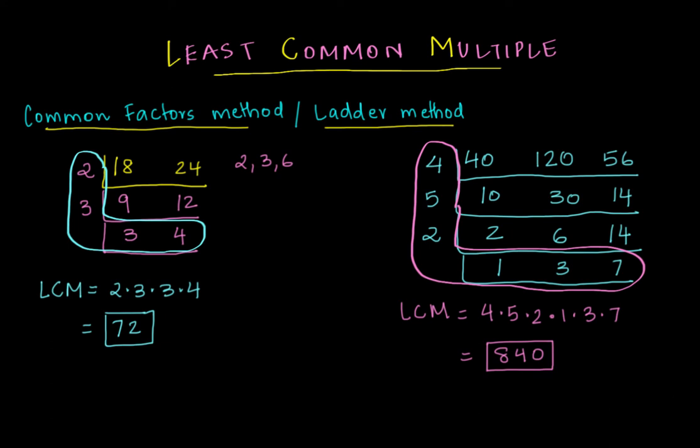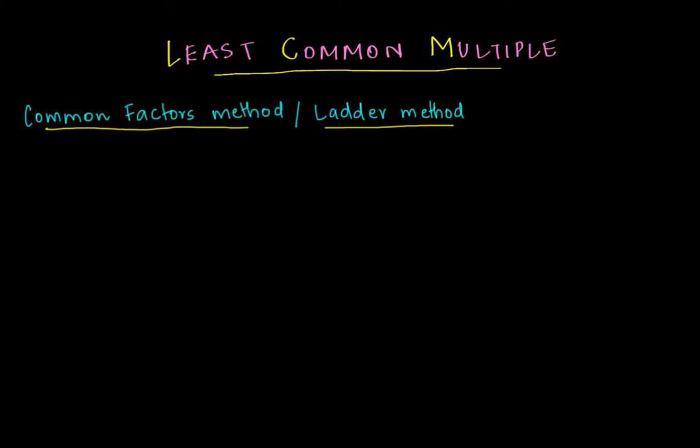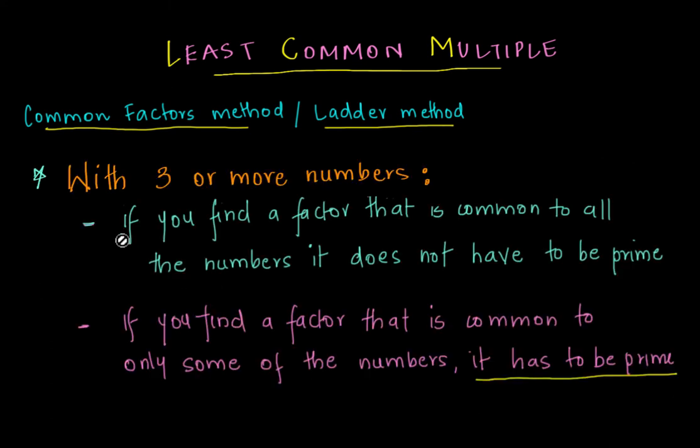So with three or more numbers, the way you go about it is, if you find a factor that is common to all the numbers, then it does not have to be a prime number. But if you find a factor that is common to only some of the numbers, then it has to be a prime factor. And if you remember this rule well, then this method to find the LCM can be simple and can be quite efficient.